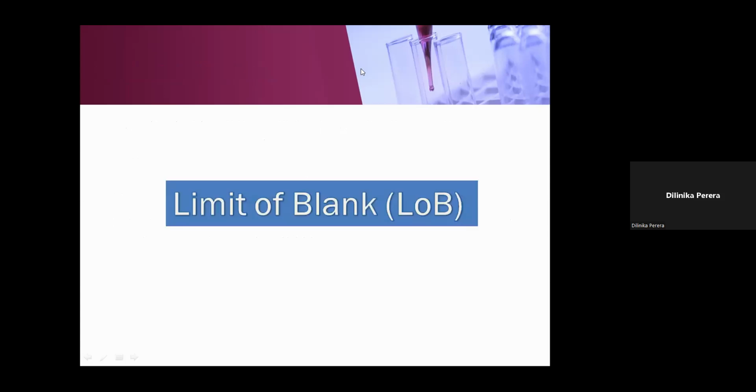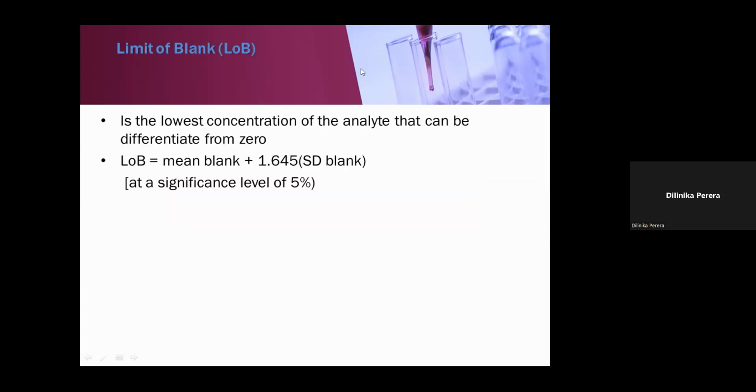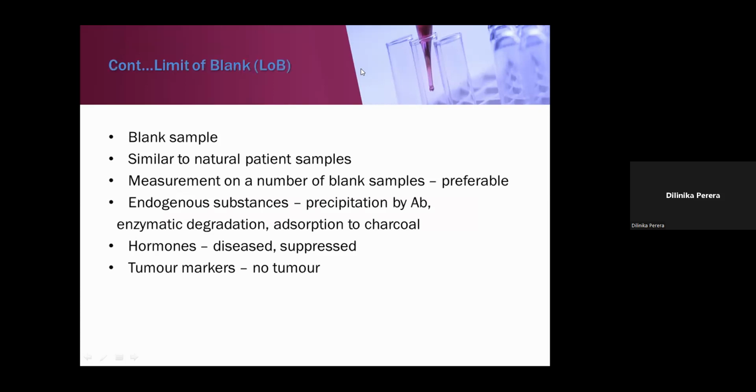A few things about the limit of blank. The limit of blank is the lowest concentration of analyte that can be differentiated from zero. LOB is taken from the mean of the blank plus 1.645 SD of the blank. And how do we take the blank sample? The blank sample has to be similar to a natural patient sample, and we can take a number of blank samples for measurement.